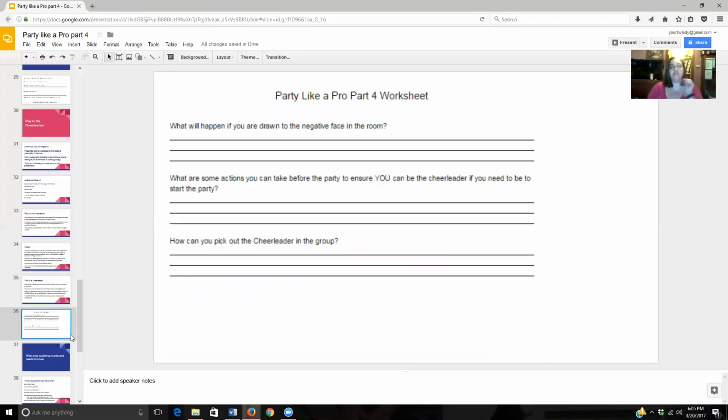All right, a couple of questions for this section. What will happen if you are drawn to the negative face in the room? What are some actions you can take before the party to ensure you can be the cheerleader if you need to be to start the party? Now, this one's not actually in the presentation, but I want you to think about it. If you have to be excited and energetic at the party, what are some things that you can do on your way to the party or before the party that's going to help get you in that right mindset, in that right mood to be happy and energetic throughout the party? And last but not least, how can you pick out the cheerleader in the group?